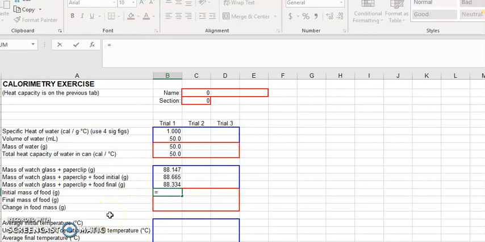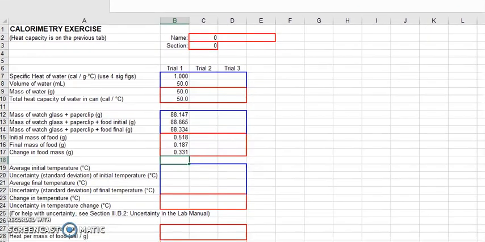So your initial mass of food is just your mass of your marshmallow, watch glass, and paperclip minus the watch glass plus paperclip. The final mass of food is after you burned it, minus what you had at the very beginning. And the change in the food mass is the B15 minus B16. So that's the change in the food mass. I'm going to bring this down here now.